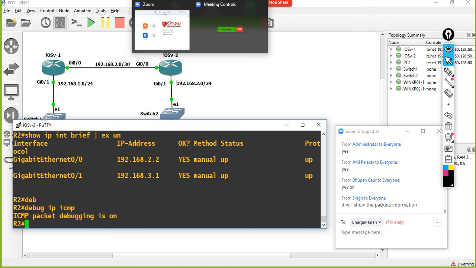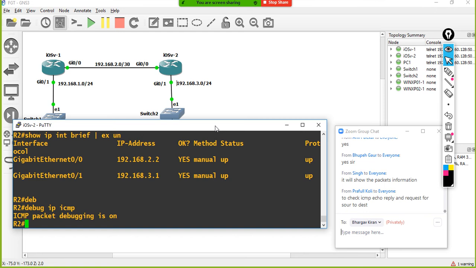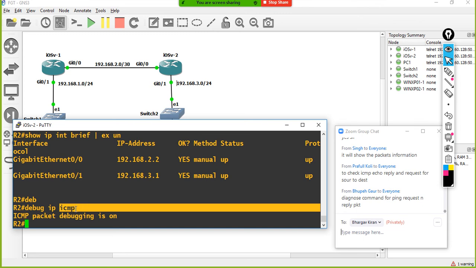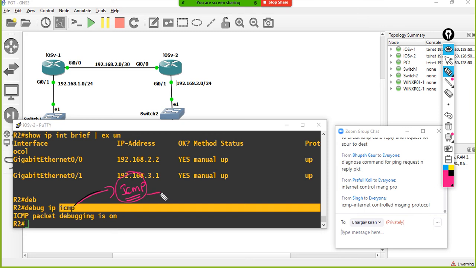Anybody know about this command? It will show the packet information. Actually, here, guys, see there. The ICMP means what? Can anybody explain to me what is ICMP? ICMP is nothing but Internet Control Messaging Protocol, which is related to the ping, guys. Usually what ping is going to do, it does echo request and it does echo reply.